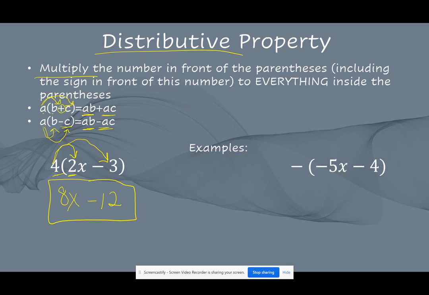Now over here, you always have to be careful of your signs. Look at your signs in front. If there's nothing there, it's a plus. Right here, we have a minus sign in front. So if there's no number, it's just a 1. So we're going to do negative 1 times negative 5x to get positive 5x. And negative 1 times negative 4 gives us positive 4. So if you have a negative sign in front, it just flips all your signs inside the parentheses.